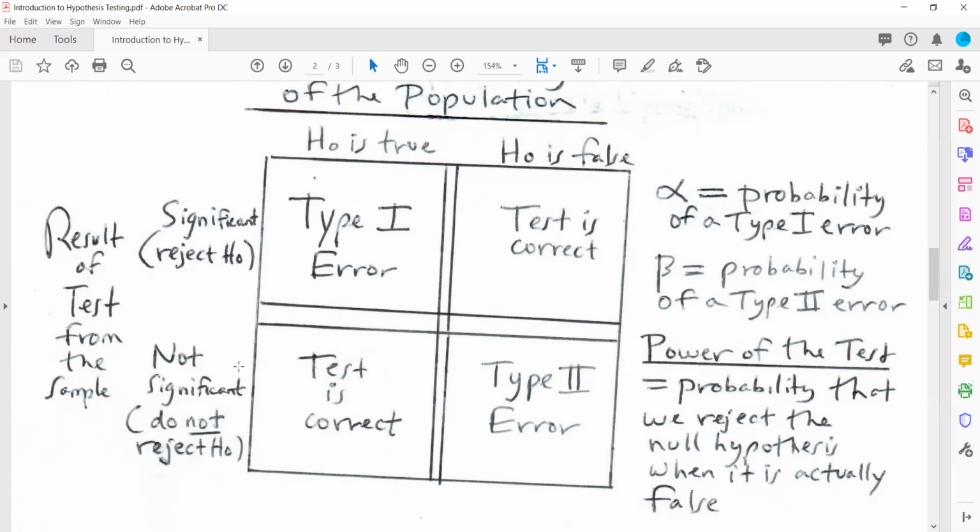On the other hand, if the prosecution doesn't provide enough evidence to convict, the jury will come back and say, not guilty. They're not going to reject the null, that they're innocent. But if they did commit the crime, that's called a type 2 error. So basically, the person committed the crime, and yet they're going to be let go.